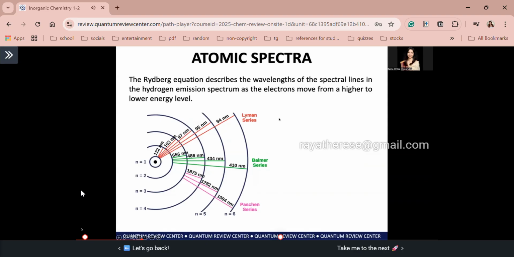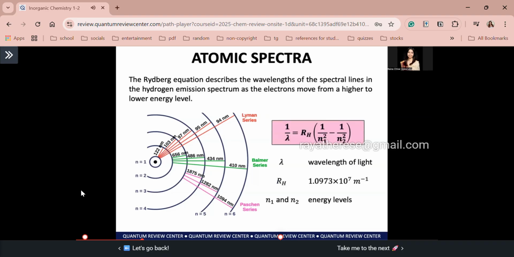Next, the Rydberg equation calculates the wavelengths of the spectral lines in the hydrogen emission spectrum as electrons move from a higher to a lower energy level. And this is the equation. Remember guys, the Rydberg equation is applicable only to hydrogen and hydrogen-like atoms. Okay? So this is the equation: 1 over wavelength is equal to the Rydberg constant times 1 over n1 squared minus 1 over n2 squared. The Rydberg constant is equal to 1.0973 times 10 to the power of 7 inverse meters, and n1 and n2 are the energy levels, where n1 must be less than n2.